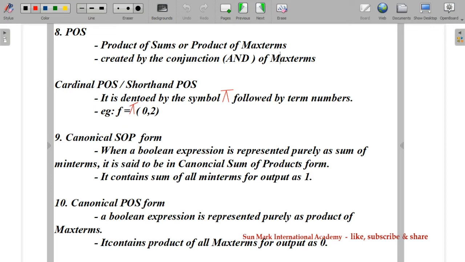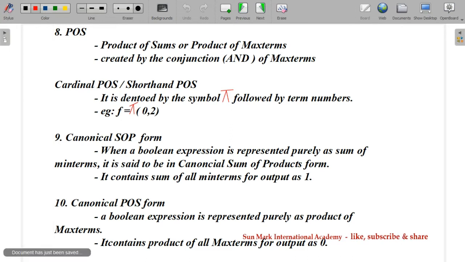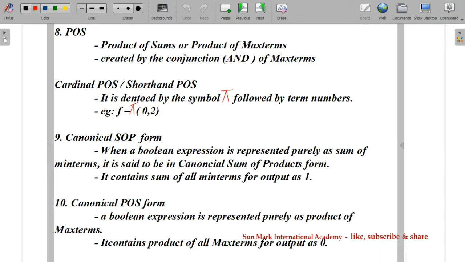The same cardinal form we need to write here also, cardinal POS or shorthand POS. It is denoted by the symbol pi followed by term numbers. Example, f equal to pi of 0, 2. These 0, 2 are the decimal numbers, and pi is indicating that it is POS. So you have to remember, whenever an expression or a cardinal form has pi, it indicates POS, and sigma indicates SOP.